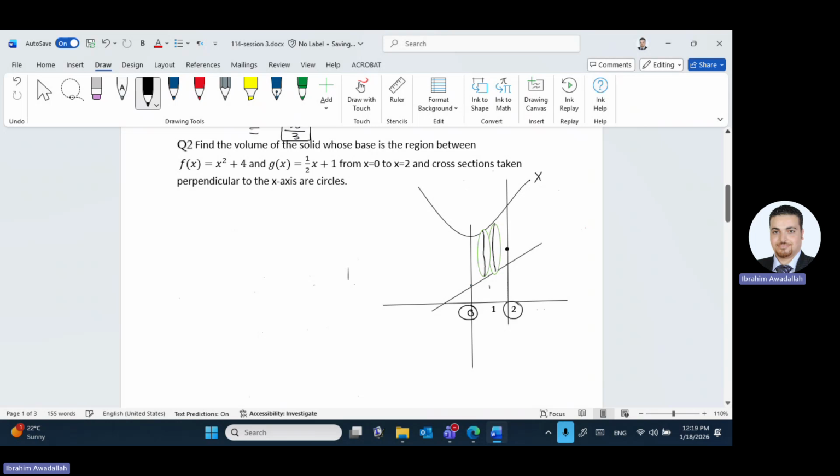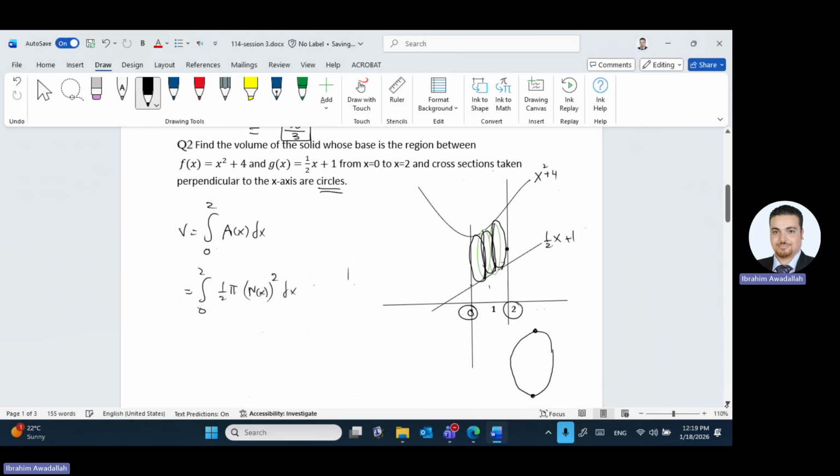My upper function is x squared plus 4, my lower function is half x plus 1, from 0 to 2, as I said. Cross-sections taken perpendicular to the x-axis are circles. So that means I have one circle here, another circle here, another circle here, another circle here. Since I have a circle, this is the area of a circle. So the volume equals the integration from the start point 0 to the end point 2 of A of x dx. What I have here, from 0 to 2, is the circle: half times pi times r of x squared dx.